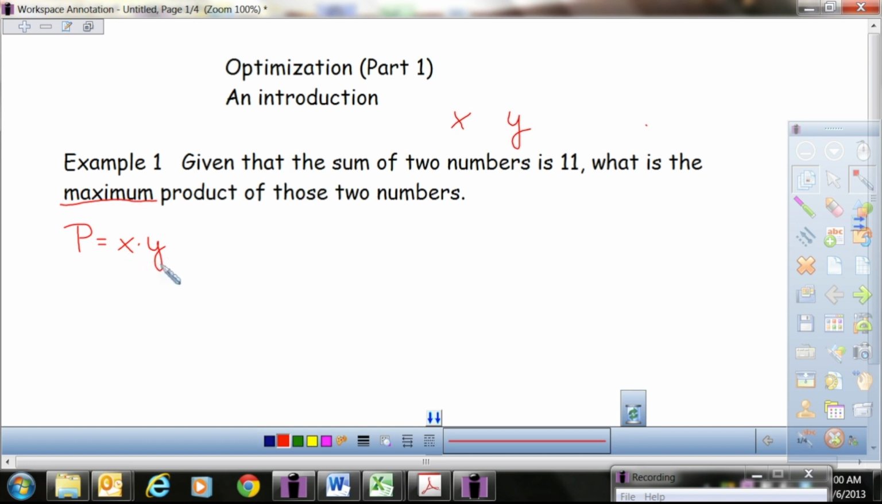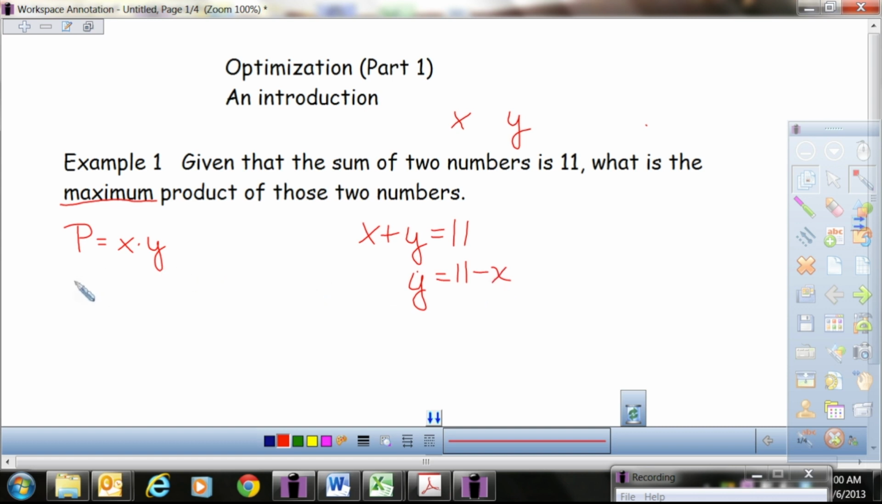So what I'm going to do is write an extraneous statement that I'm going to pull from the problem. It says, given that the sum of the two numbers is 11, that has nothing to do with the product, but that's going to help us get this thing that we're trying to maximize or minimize in terms of one variable. So let me write that statement down, that the sum of the two numbers is 11. This extraneous information allows us to solve for one of the variables, and I'll just solve for Y. So Y would equal 11 minus X.